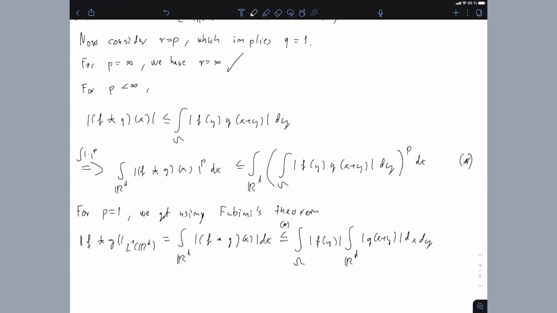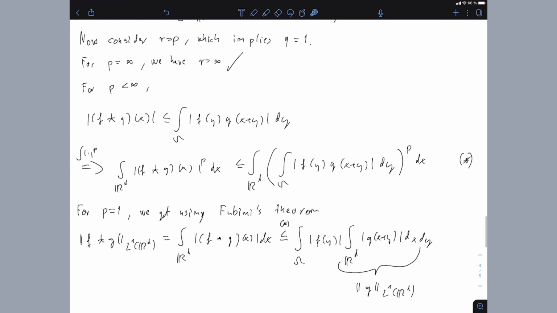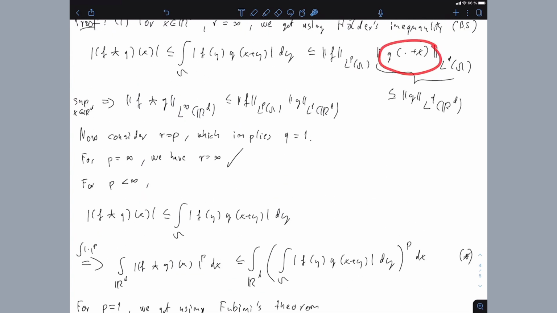Yeah, and I changed the order because this term here does not depend on x, so it allows me to remove this from the inner integral. And the nice thing about that, why the reordering helps, is that this here is just the L1 norm of G. Yeah, because we're integrating over all of R^d, so the shift here doesn't matter. Yeah, same trick as before.